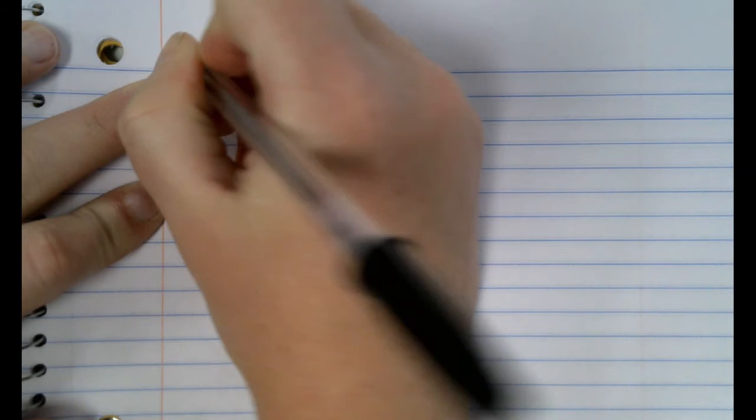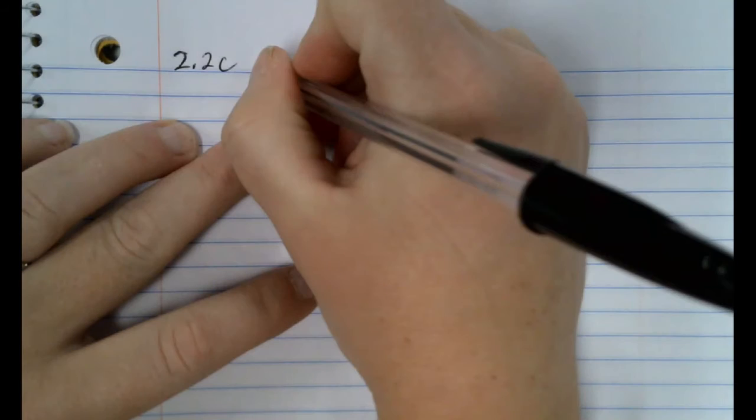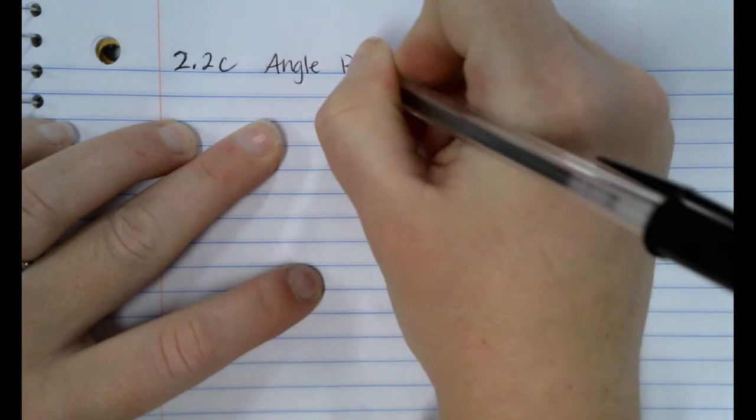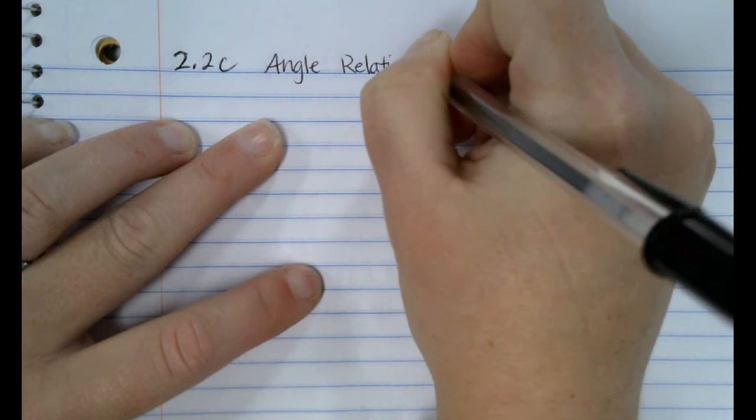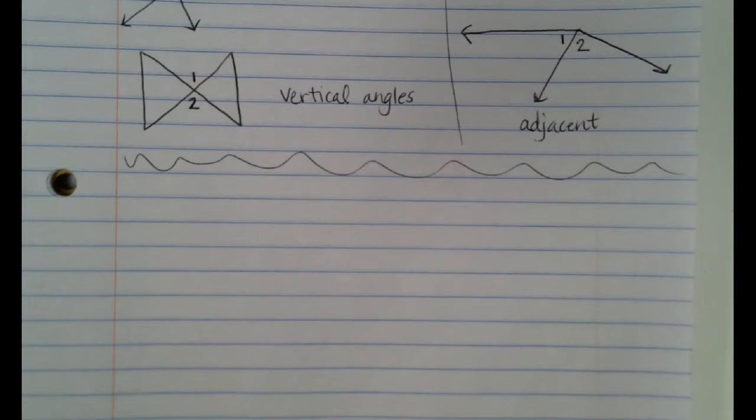Alright, so this is the last little section of 2.2. So I'm calling it 2.2c. This is about angle relationships, which we've already talked about lots of them. So, does everybody have this?